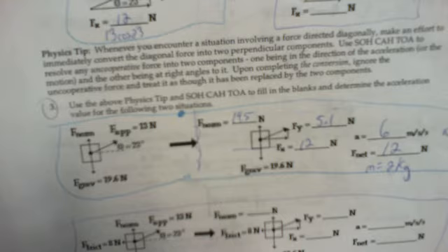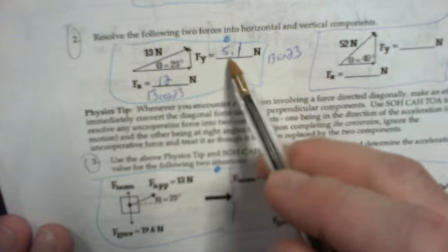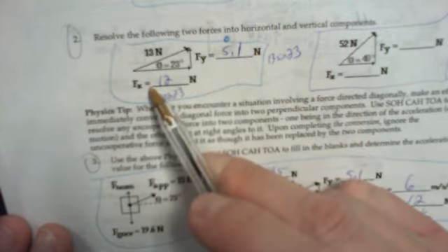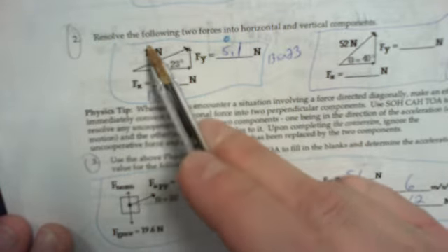Number 2, okay? This is another one where we're just finding the components. Sorry, let me line this up a little bit better for you here. 13 newtons at an angle of 23 degrees. Find its vertical component and its horizontal component. Hopefully you remember how to do that. The force times cosine of the angle. This is the force times sine of the angle. Have that written right there.